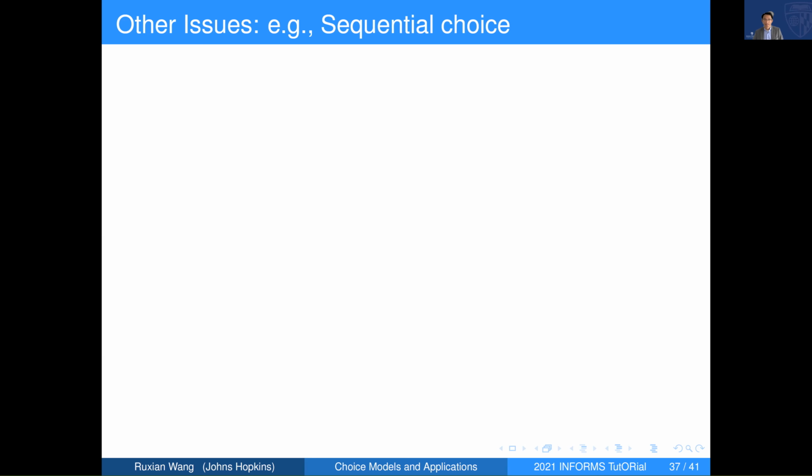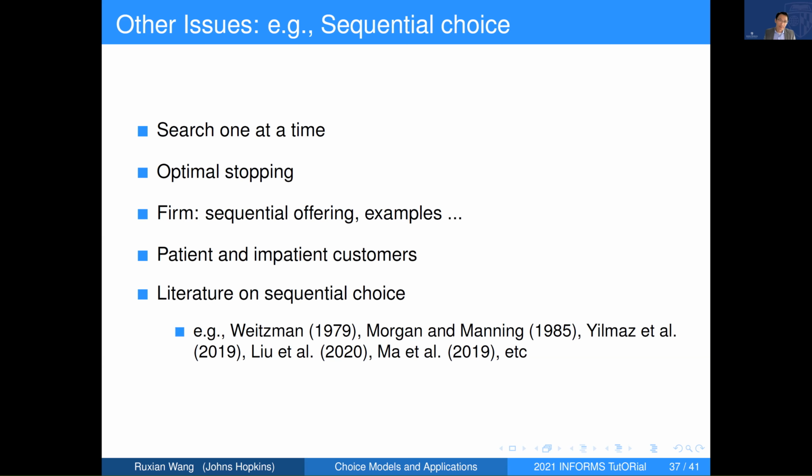Another issue, sequential choice. Sequential choice is different from simultaneous choice. In the simultaneous choice, consumers observe product utilities simultaneously and choose the one with the largest utility. But in practice, in some scenarios, things may be different. Consumers may search a product one at a time, sequentially. So optimal stopping is a very important issue here. When are you going to stop searching and make a purchase?